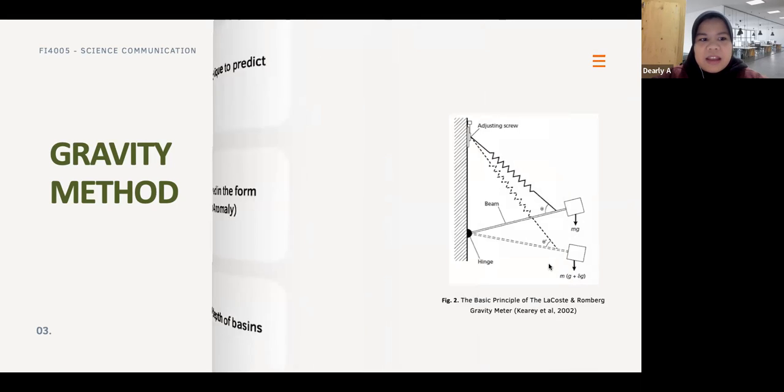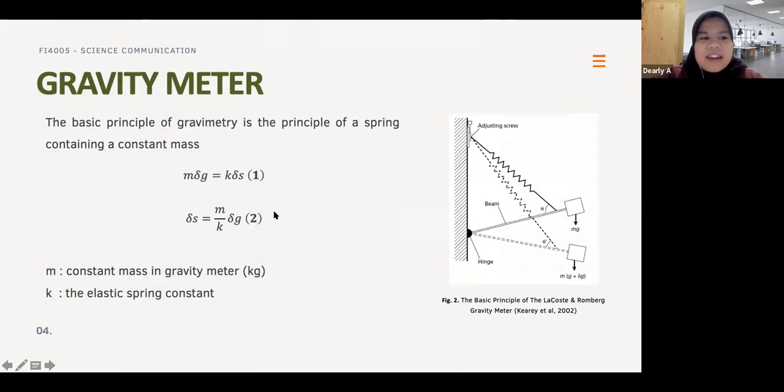area. Next, the modern gravity measuring device is now known as a gravity meter. The basic principle of this gravity meter is similar to a spring with a constant mass. As you can see in figure 2, the basic principle of the LaCoste and Romberg gravity meter represents a simplified illustration of the gravity meter principle.